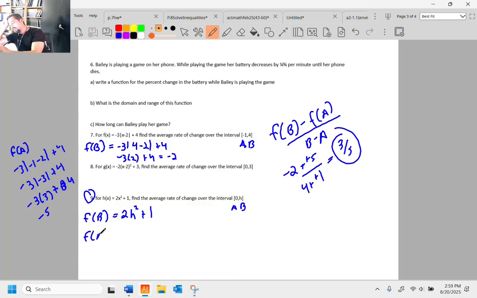To find f of a, I'm going to let x be 0. So twice a 0 squared plus a 1. If you don't know that a 0 squared is 0, you're a 0. So 2 times 0 is also 0. If you add 1, you get 1.